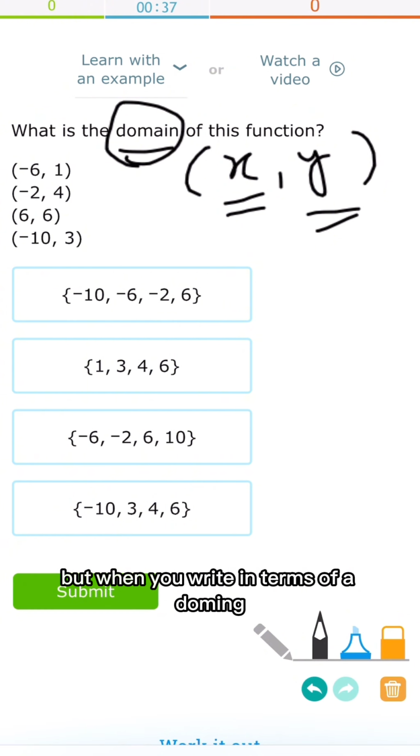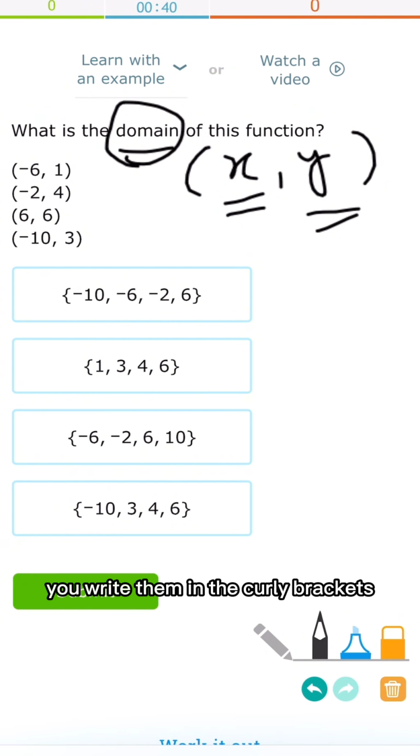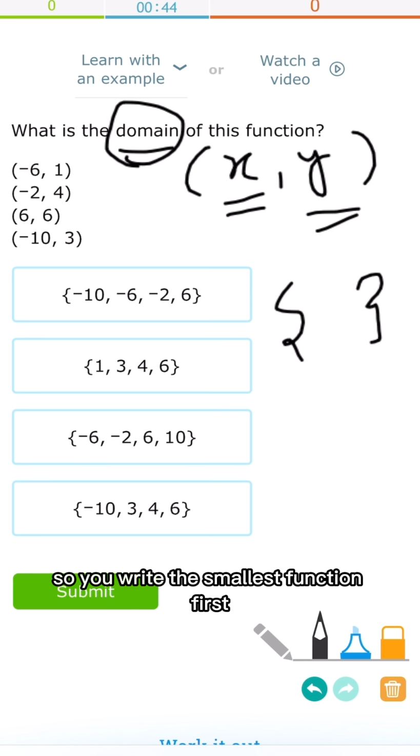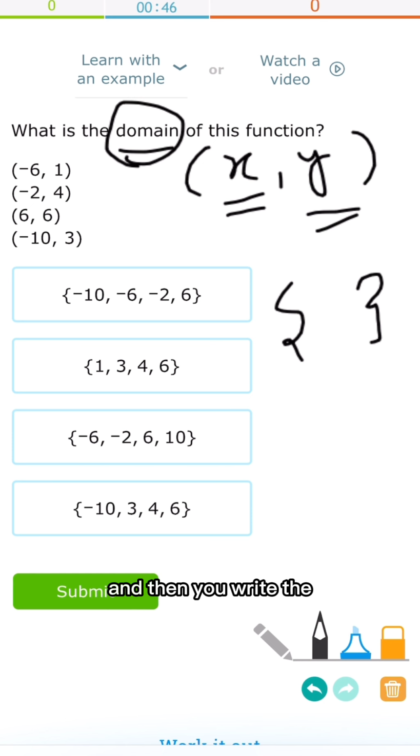But when you write in terms of a domain, you write them in curly brackets and from least to greatest. So you write the smallest value first, and then you keep on writing the bigger values later.